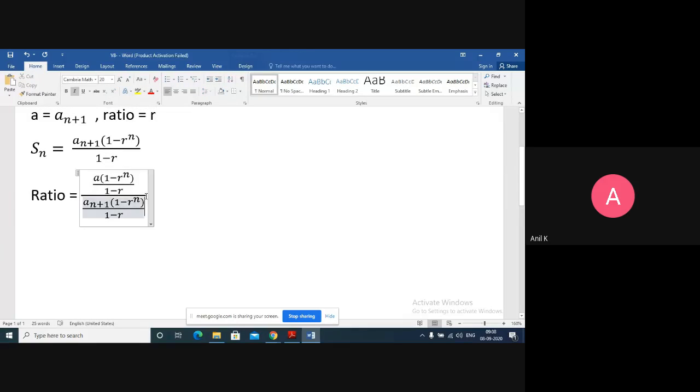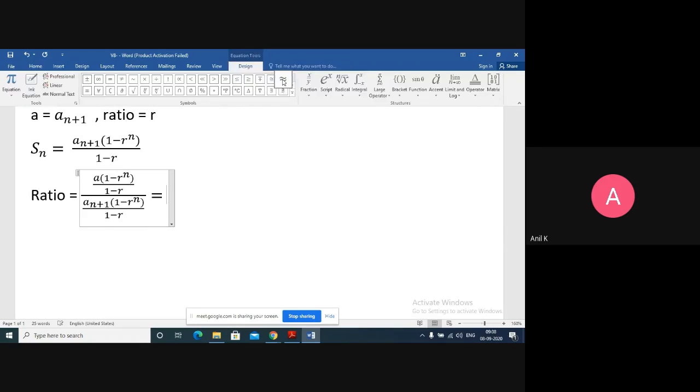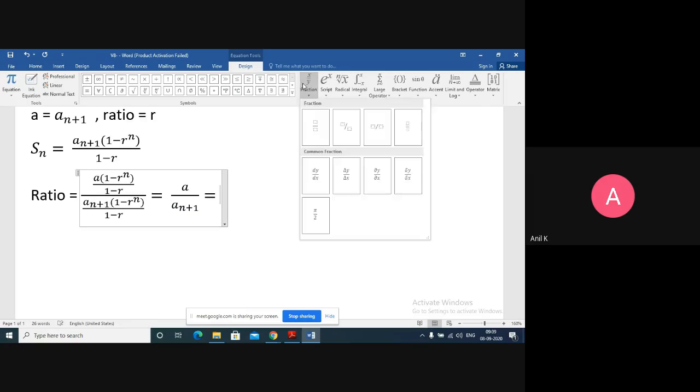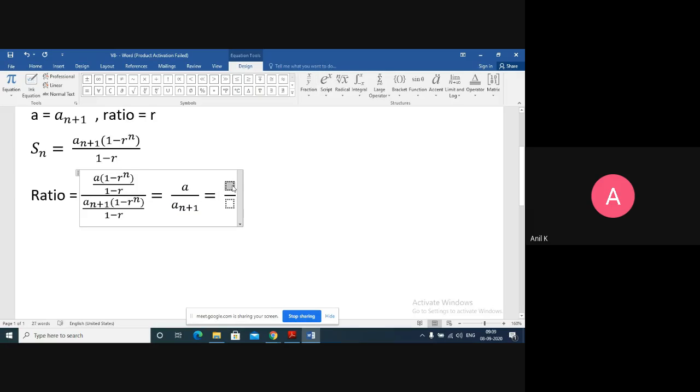Now if you simplify this one, both the denominators will get cancelled. That is, 1 minus r will get cancelled, and 1 minus r to the power of n and 1 minus r to the power of n also will get cancelled. What we are left with is numerator a, and denominator a(n+1). Rest all will get cancelled. The numerator I have is a only, nothing to do with that term. Denominator is a(n+1).